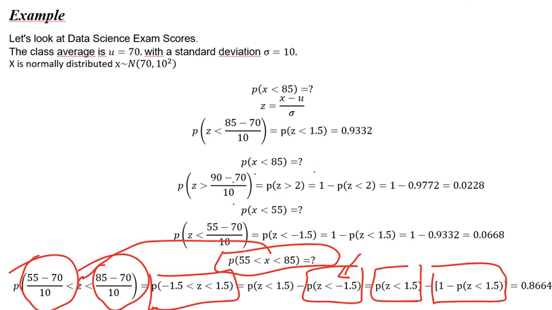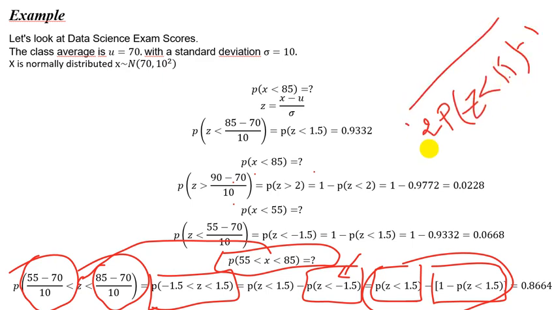And what is this actually? It is twice P of z less than 1.5, minus 1. Now if we go to the table, we will find that z less than 1.5 is 0.9332, times 2 minus 1, we get this probability.